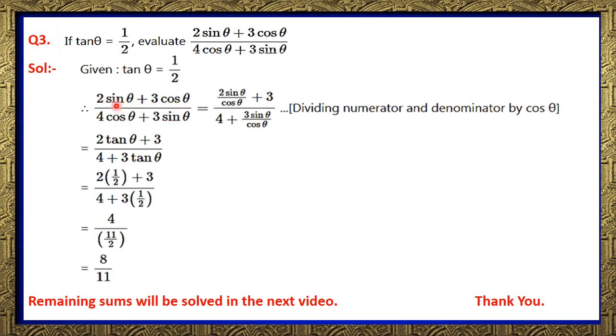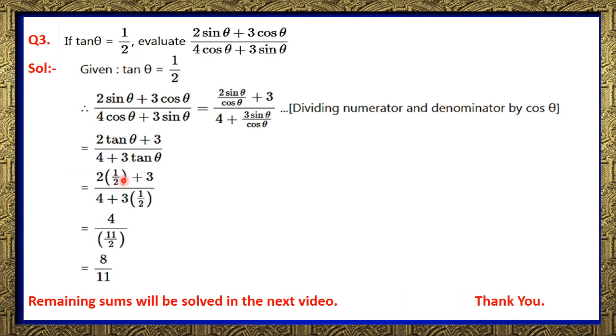We can divide both numerator and denominator by cos theta. Then the expression will become 2 sin theta upon cos theta plus 3 into cos theta upon cos theta, 1, and we will divide the denominator also. Then 4 cos theta upon cos theta, 4 only, plus 3 into sin theta upon cos theta. Then we will get 2 tan theta plus 3 upon 4 plus 3 tan theta, because sin theta upon cos theta is tan theta. And we are dividing both numerator and denominator with the same function cos theta, so there is no change in the value of the given expression.